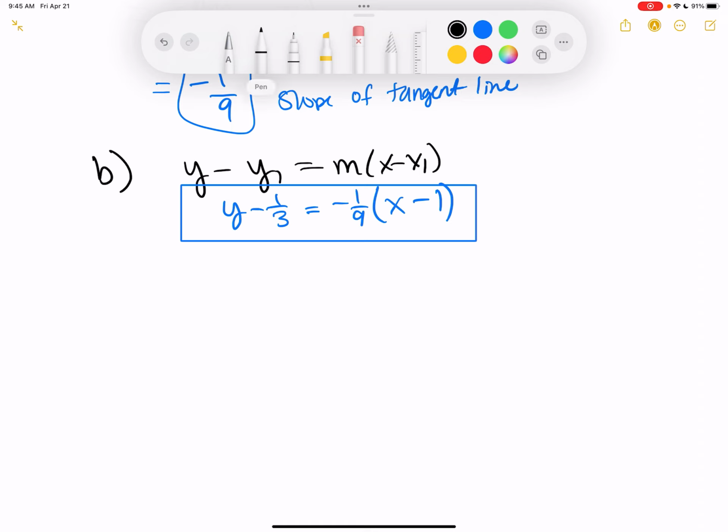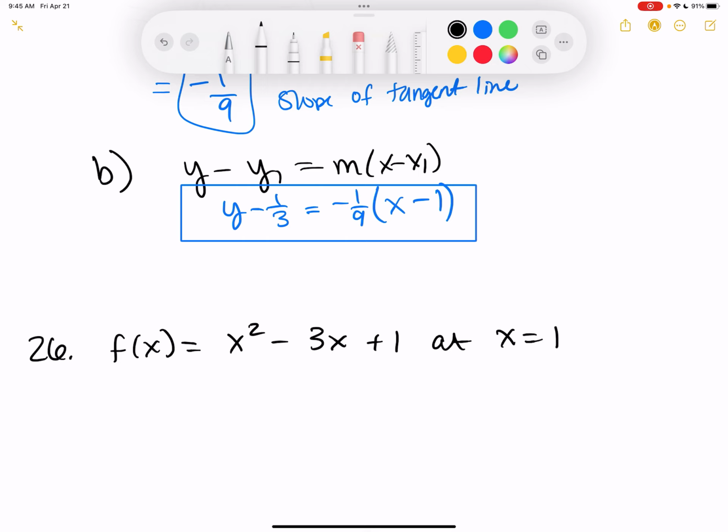26 is f of x is equal to x squared minus 3x plus 1 at x equal to 1. I will allow you to do this the shortcut way. We take the derivative of each piece individually. So f prime of x is equal to, what's the derivative of x squared? Is it 2x? Yep. Throw it out front and take away 1 from the exponent.